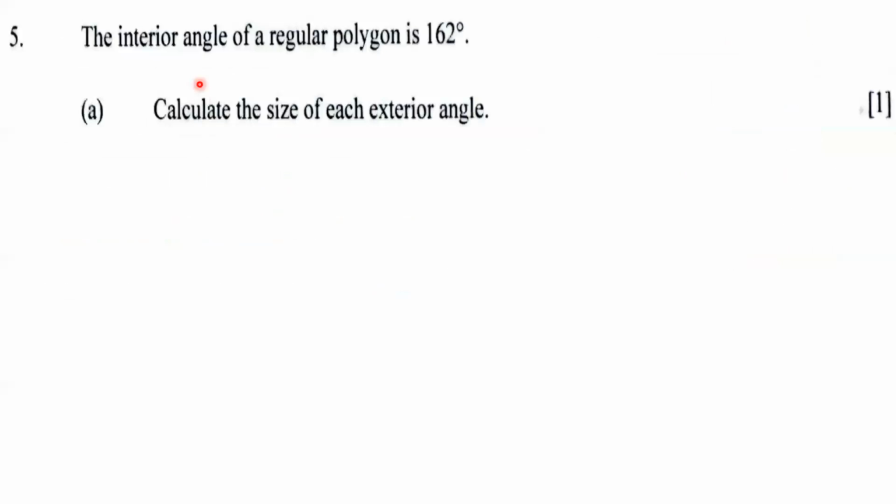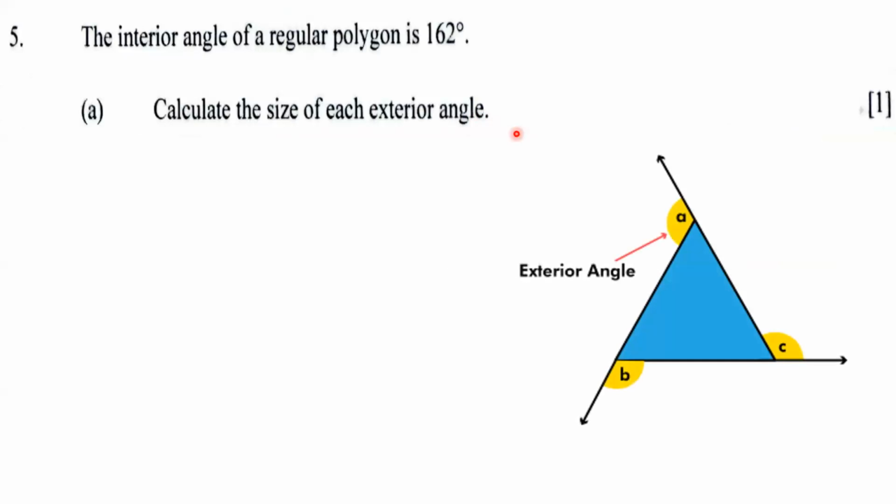We move on to number 5. It says that the interior angle of a regular polygon is 162 degrees. Calculate the size of each exterior angle. So let's look at this image. The exterior angles are going to be the angles that are on the outside. That's what I mean by exterior angle.